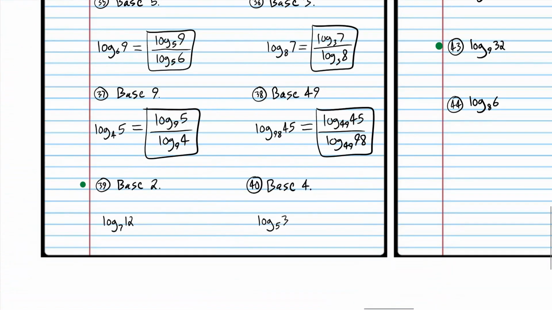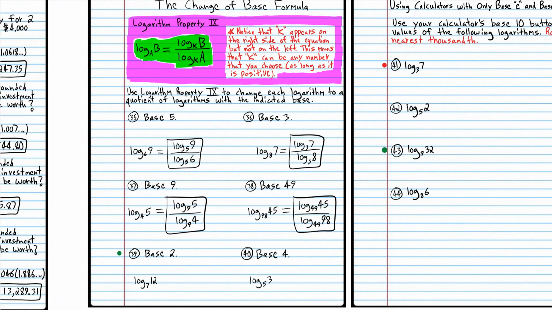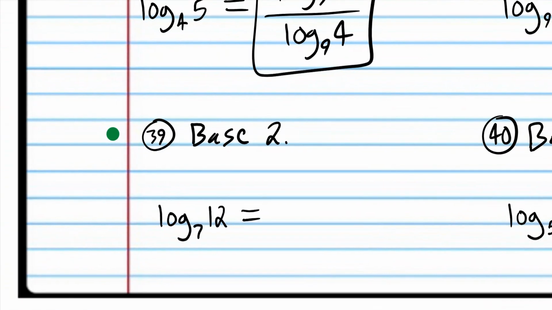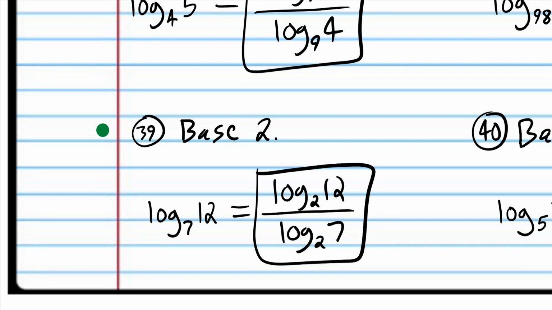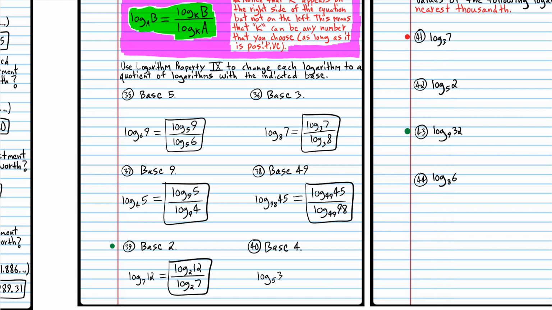Okay, so I want you to try number 39. When you come back, we'll do it together. We're just getting used to this logarithm formula. Okay, we're back. We have a base 7 logarithm. We want to change it to a base 2 logarithm. And so we're left with the following expression. If you got that right, excellent. Go ahead and try number 40. When you come back, we'll do it together.